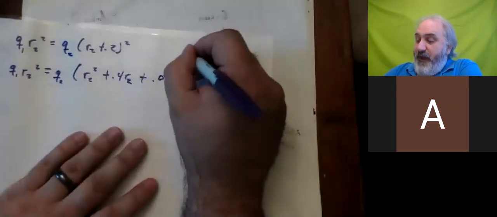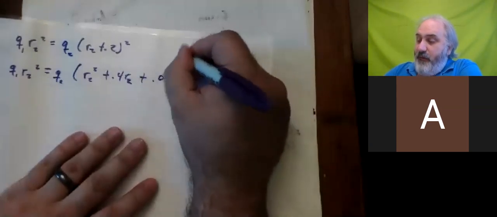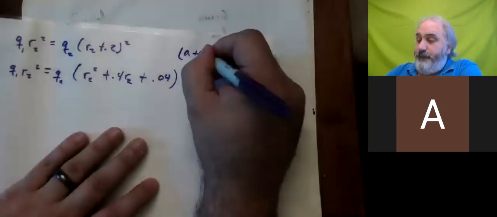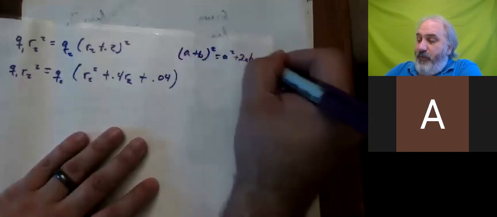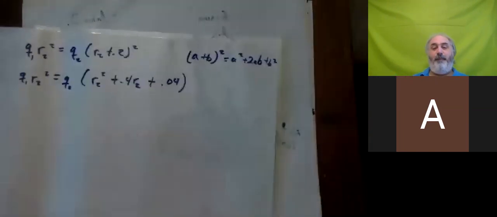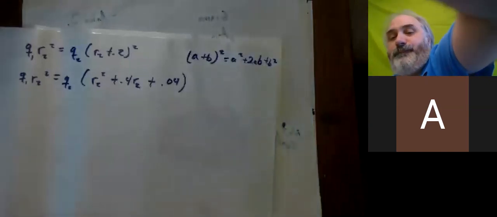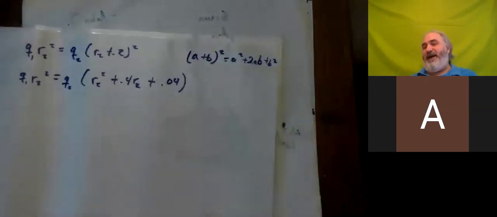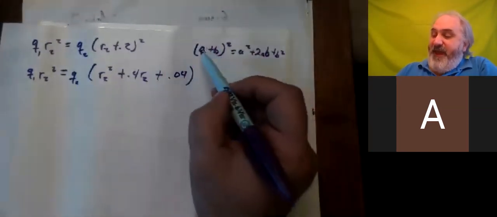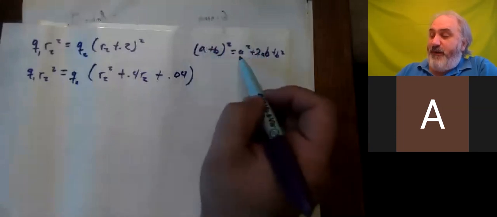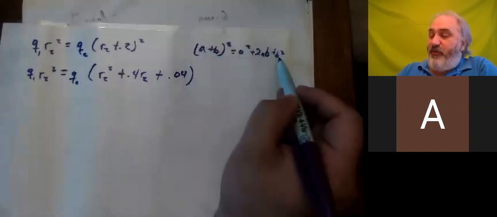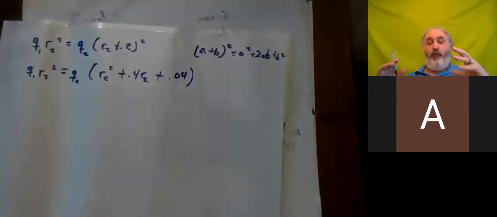If you have A plus B quantity squared, that equals A squared plus 2AB plus B squared. Remember that? You learned it back in algebra like a million zillion years ago. The reason is because I had to multiply A times A, and that gave me A squared. I had to multiply B times B, that gave me B squared. But then I have those cross terms when you're doing the FOIL thing.